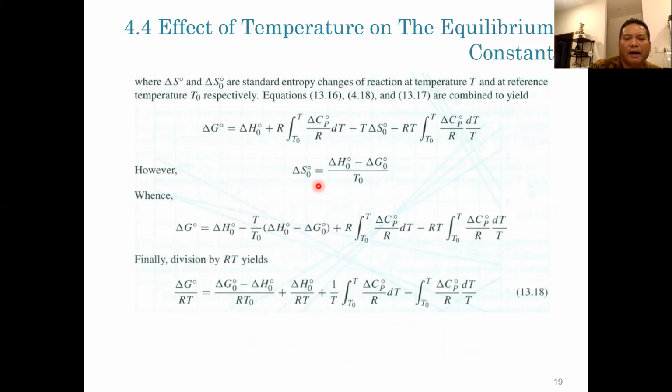And delta S, we know this, because we know that delta H equals Gibbs energy plus TS. Hence we manipulate it around, so we get this equation here, and it becomes so complicated. G is delta G naught and H naught at standard condition, at the initial condition, in all of this equation here. So it will be very difficult to calculate.